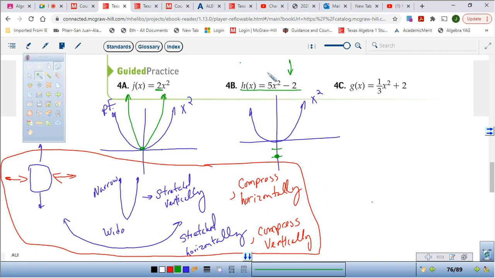Now, what does this 5 do? You've got to help me out. Look at this 2. Look at this 5. This 2 made it like this. What does this 5 do? Tristan says it makes it way more narrow. More narrow than this one.